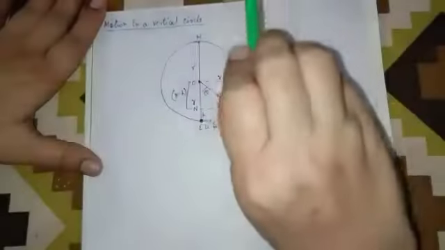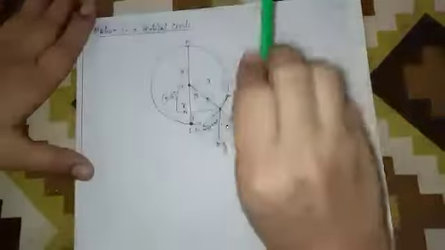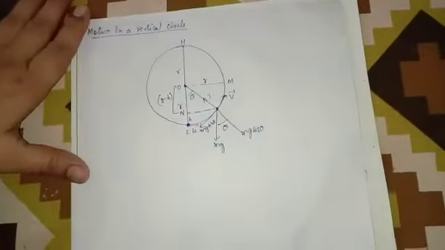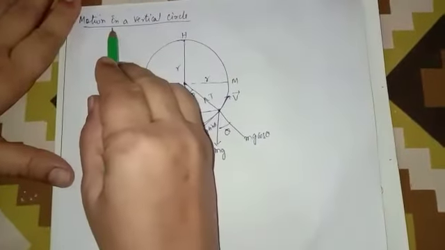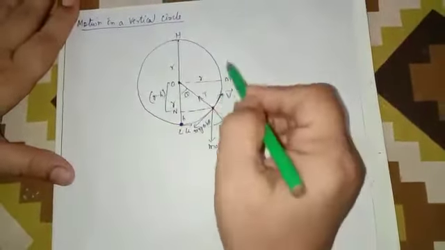Right? When I take a thread and attach a stone to one end and move the stone in this way with the help of the thread, it is called a vertical circle. So we are going to discuss the motion in a vertical circle. So this is a vertical circle. I consider the vertical circle.